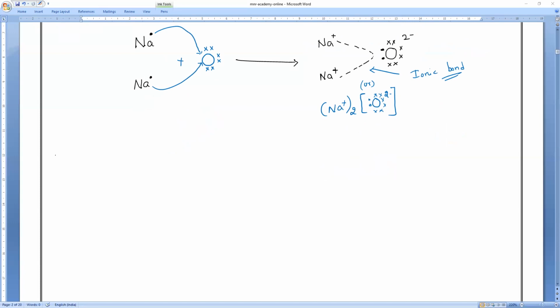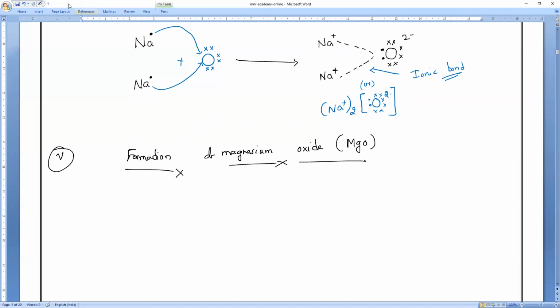So then the last compound, formation of magnesium oxide. Yes, Mr. Rohit, tell me the electronic configuration of magnesium as well as oxygen. Sir, 2, 8, 2. First the atomic number, tell me, what is the formula of magnesium oxide? Sir, MgO. Very good.